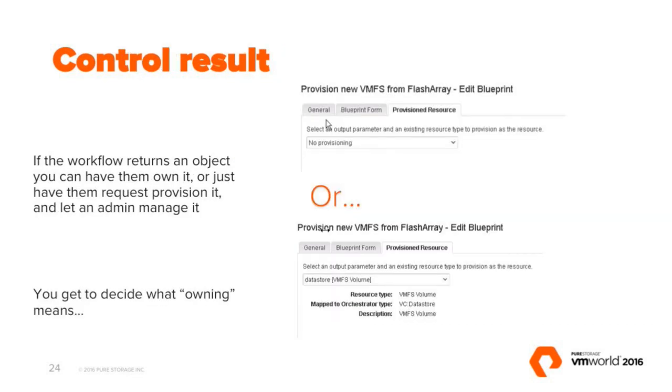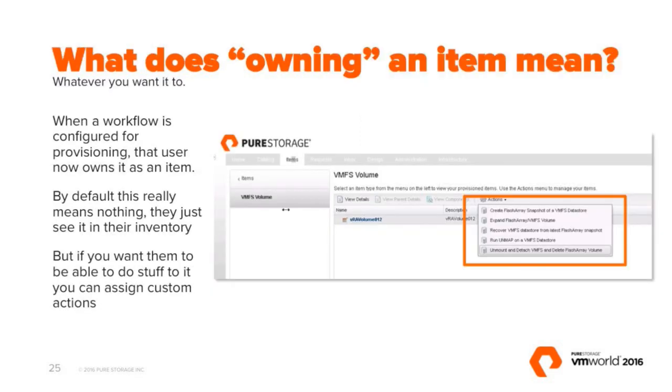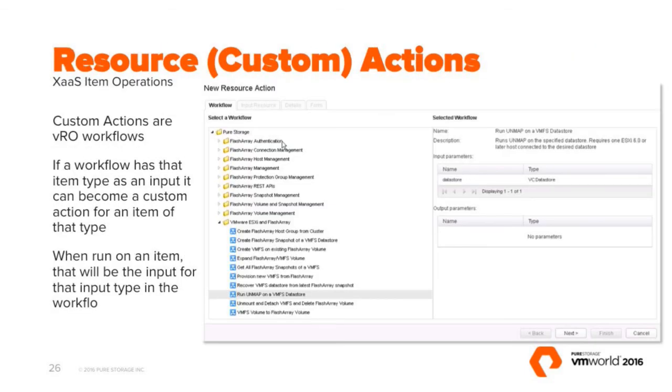You can control the result. Do I just tell them, yes, the workflow worked or it didn't? Or do I actually return the object back to them? If it's a custom resource in vRA, you can return that object back to their vRA inventory. So when they create a snapshot, they own that snapshot in vRA. And so what does owning mean? It's up to you. You can import vRealize Orchestrator workflows as custom actions for those objects that they own. So they own a snapshot, oh, they're allowed to delete it, or they're allowed to create a new data store from it, right? It's entirely up to you.